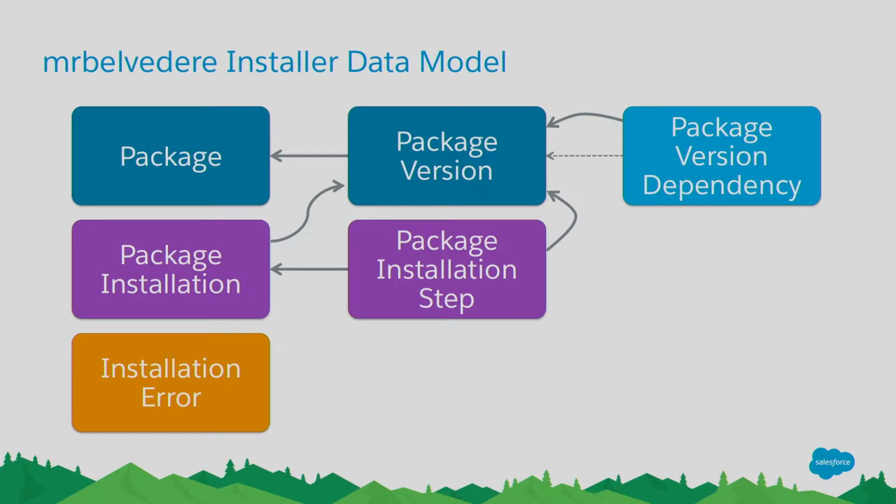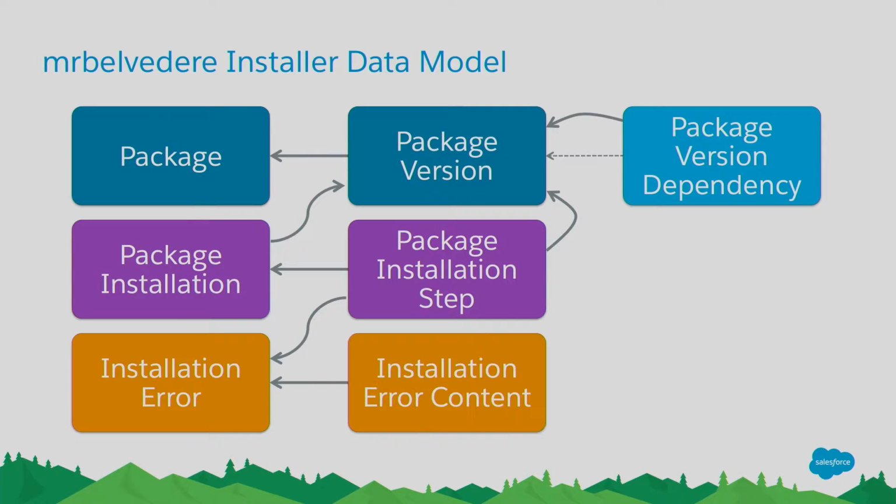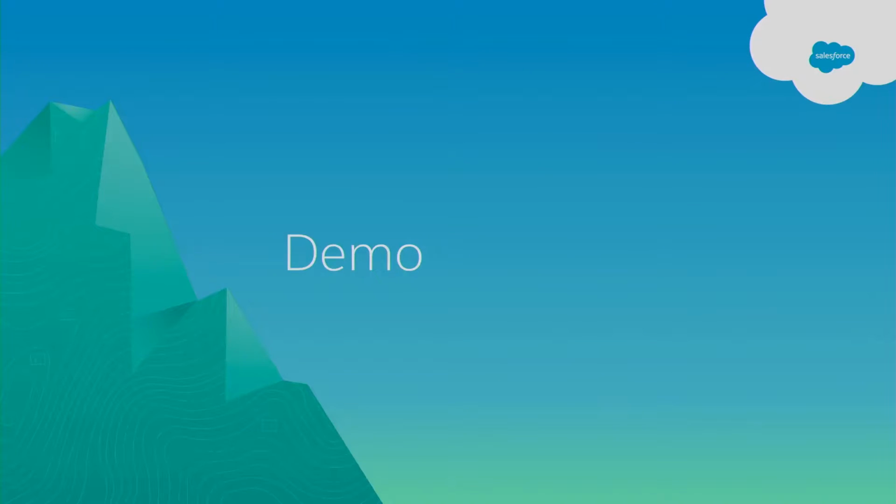And finally, installation errors are tracked as their own object. We actually take the error message and make it more generic. We obscure OIDs and things like that so that we can match common installation failures. So every failing package installation step gets matched to an installation error, and then admins can go in and add content to that error. And we're going to look at how to go through and configure all of that here. So let's jump into the demo.